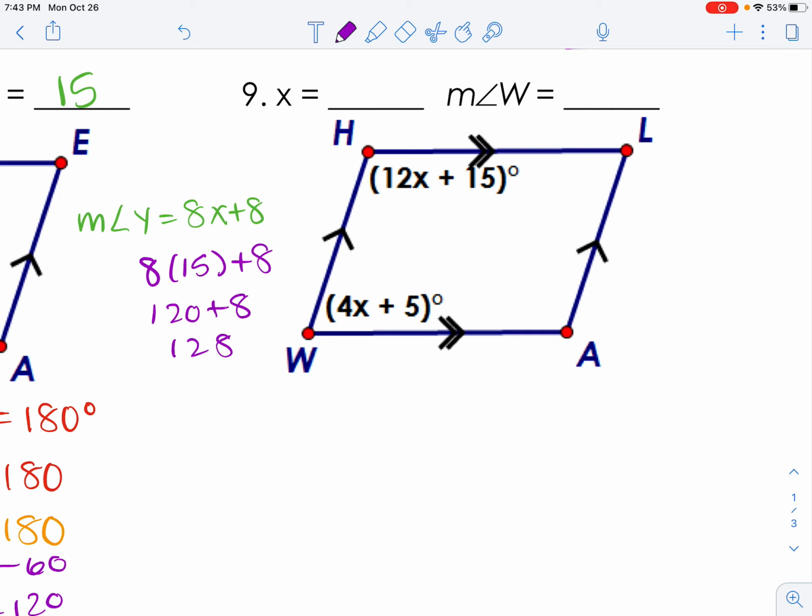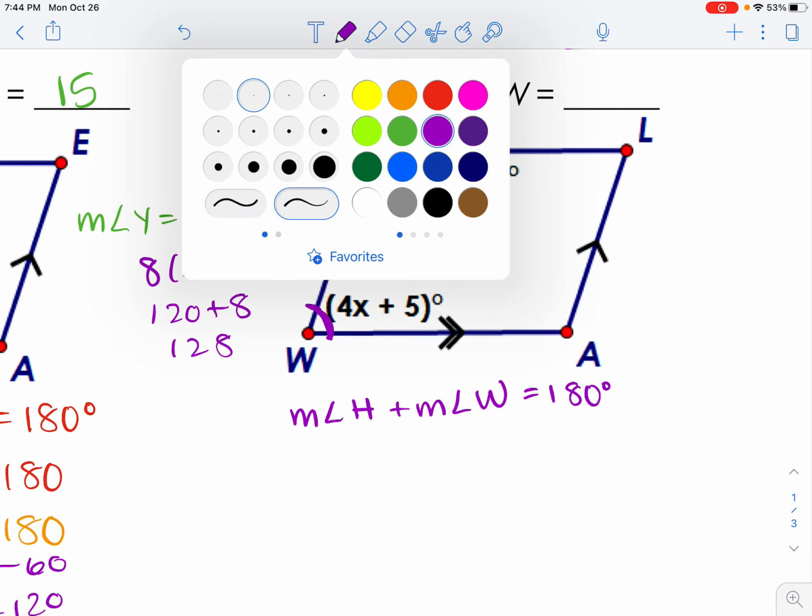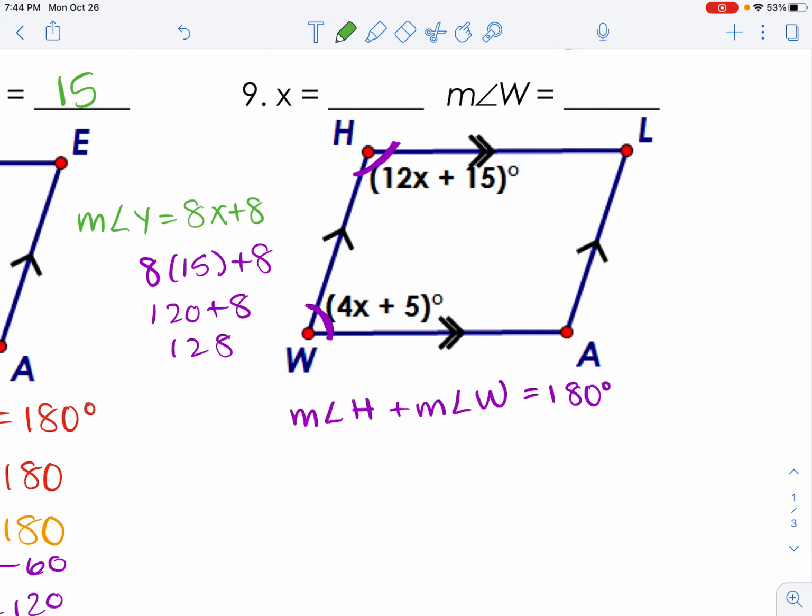So we want to find the measure of angle W, which is consecutive with angle H. They're both next to each other, which means they are supplementary. So if I take the measure of angle H and add the measure of angle W, it should equal 180 degrees. Let's plug in what we know. The measure of angle H is 12x plus 15, and the measure of angle W is 4x plus 5, and that equals 180 degrees.